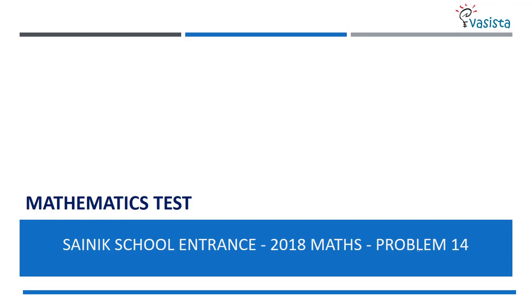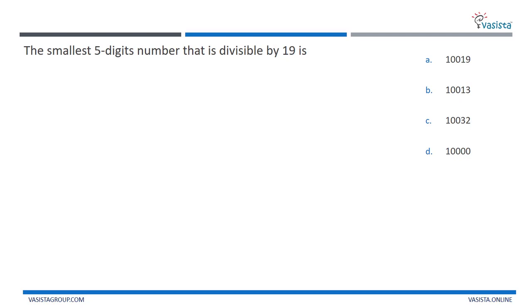Fine, let us start solving problem number 14. The smallest 5-digit number that is divisible by 19. Let us go with this smallest 5-digit number. So let us go with this way. The smallest 5-digit number, right here.